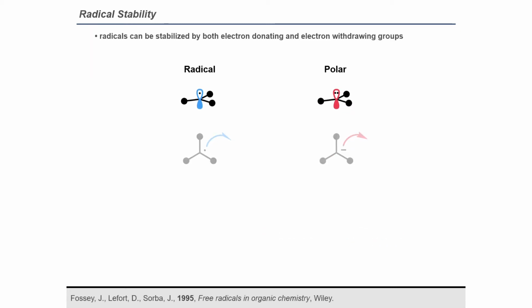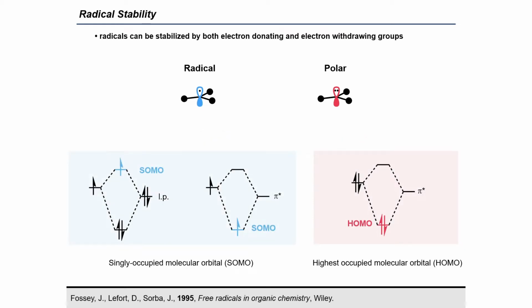When we consider the stabilisation of polar intermediates, we know that anionic intermediates are typically stabilised by adjacent electron withdrawing groups, whilst cationic intermediates are stabilised by electron donating groups. However, when we consider unpaired radical species, these can be stabilised by both electron donating and electron withdrawing groups.